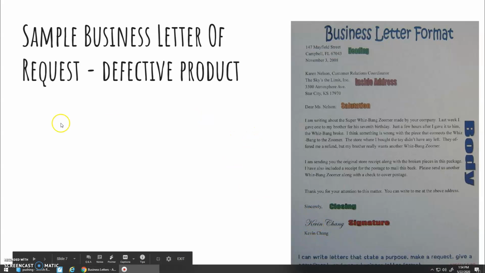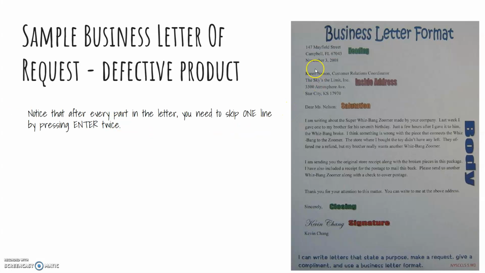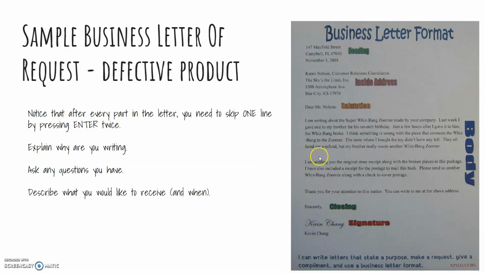So in a business letter, we're looking for a few things. After every line, you have to skip a space, just like in a friendly letter, by pressing enter. Okay, in the first paragraph here, Kevin explained why he was writing this letter. In this one, you would also ask questions, if you had any. And then in the second paragraph here, describe what you would like to receive and when. So Kevin says he wants a whiz-bang zoomer.